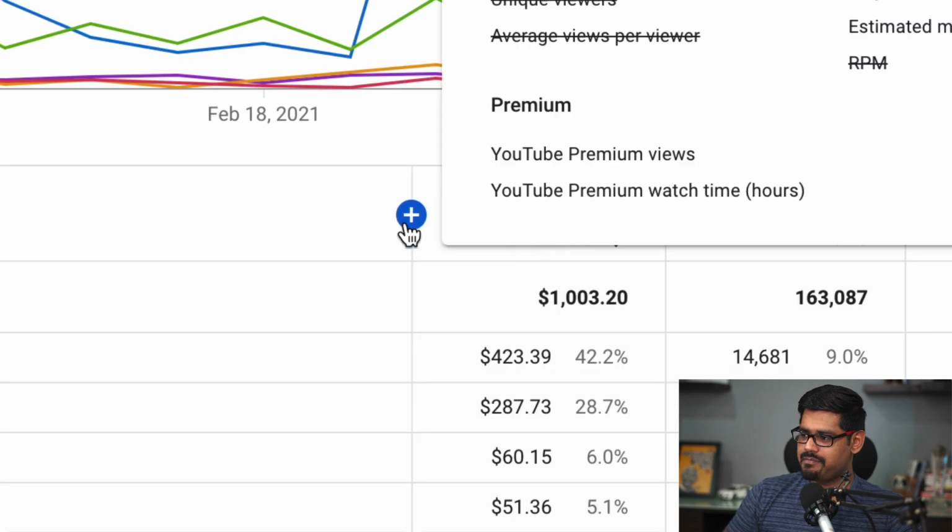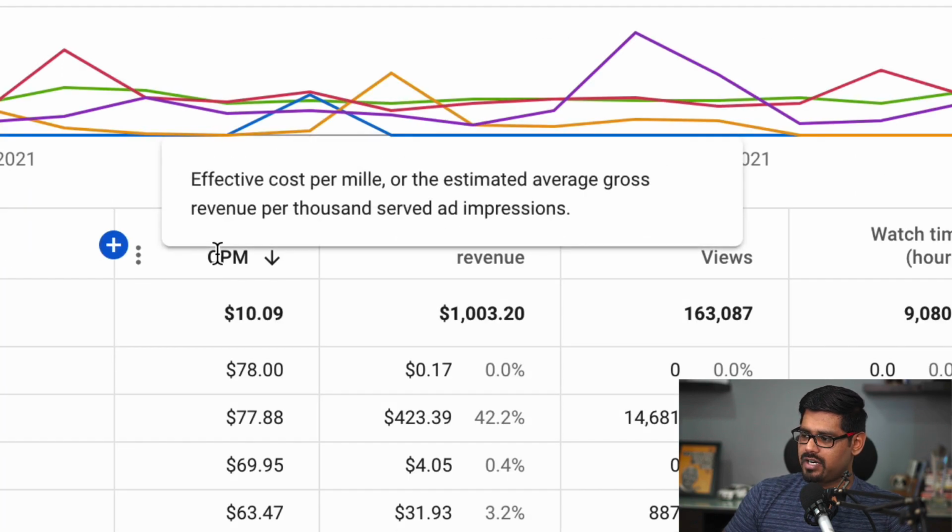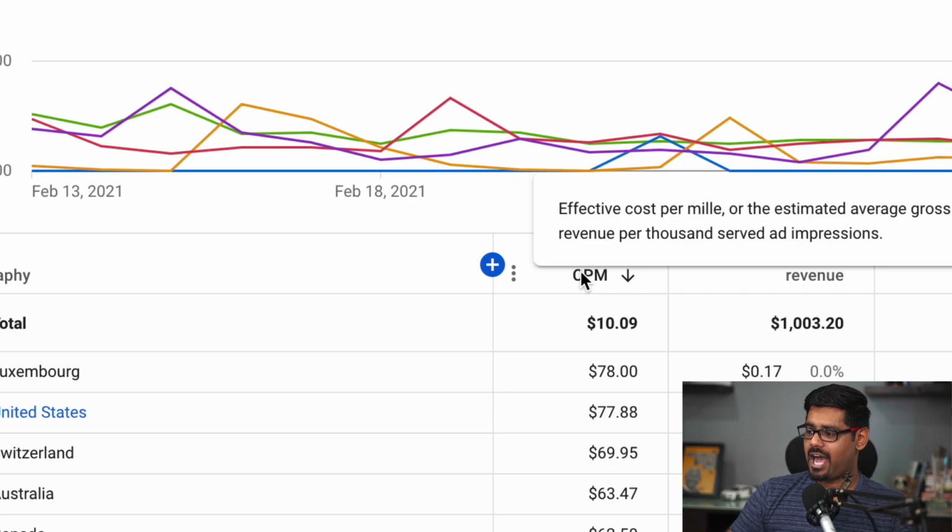Now let's add another metric into the mix. We're going to add in CPM. CPM according to YouTube is the effective cost per mille, or the estimated average gross revenue per 1,000 served ad impressions. Now here it is important to note that the earnings that I make off of YouTube is not the gross ad revenue. Gross ad revenue is split between YouTube and myself. How do we get to know that?